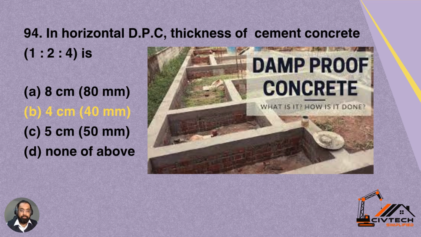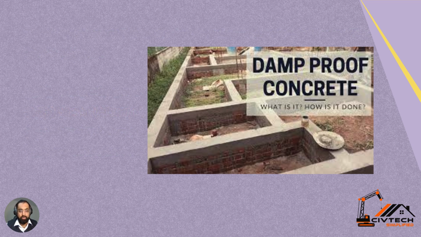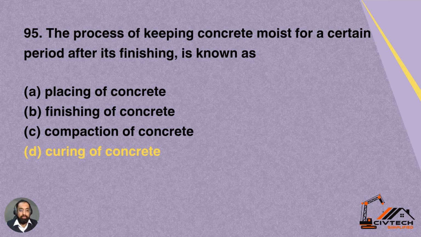Question 94. In horizontal DPC, the thickness of cement concrete 1 to 4 is number A 8 centimeter, B 4 centimeter, option C 5 centimeter, option D none of the above. So the thickness of DPC layer, damp proof course layer, should be at least 4 centimeter. Option B is correct for this question.